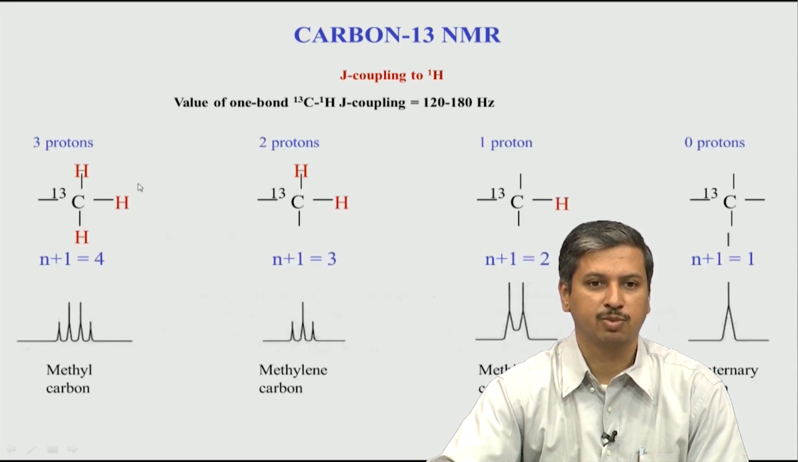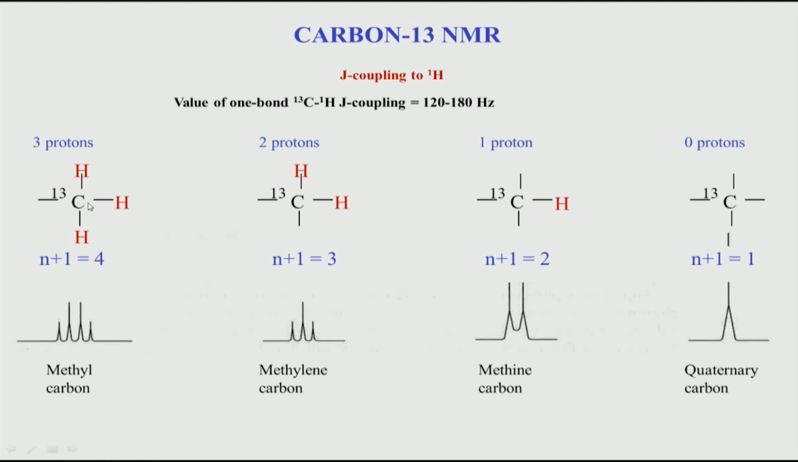So, the n+1 rule is applicable here also. Suppose I have a carbon like a methyl group which is attached to 3 protons; then that carbon signal will be split into 4 peaks because of the n+1 rule, and if you use Pascal's triangle, you expect a quartet, which is 1:3:3:1. Now, if you look at a methylene group, CH2, there are 2 hydrogens, so according to the n+1 rule, you will get a triplet, which is 1:2:1. Similarly, if you have a methine group, you will get a doublet, with equal intensity 1:1. In the case of a quaternary carbon, or a carbonyl, you get only one peak, because there is no coupling to any hydrogen.